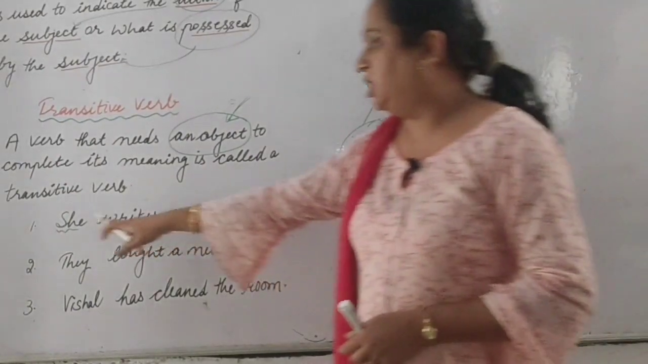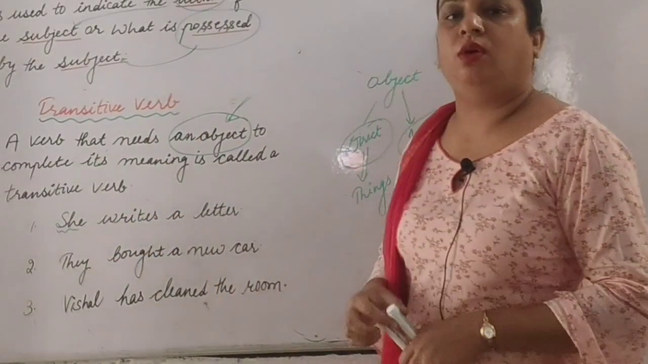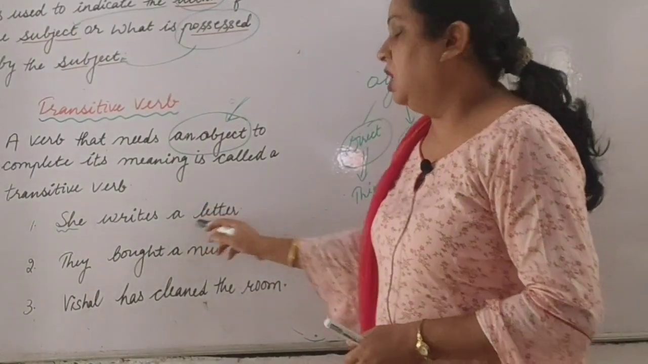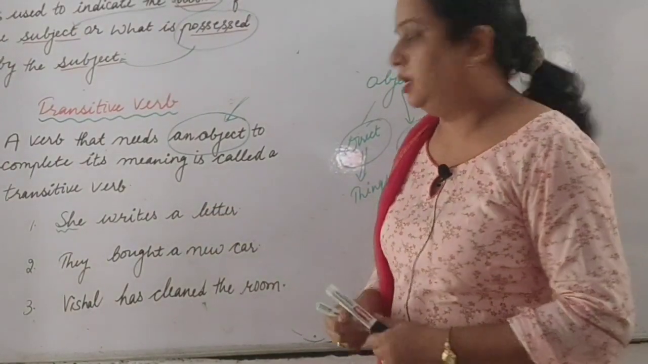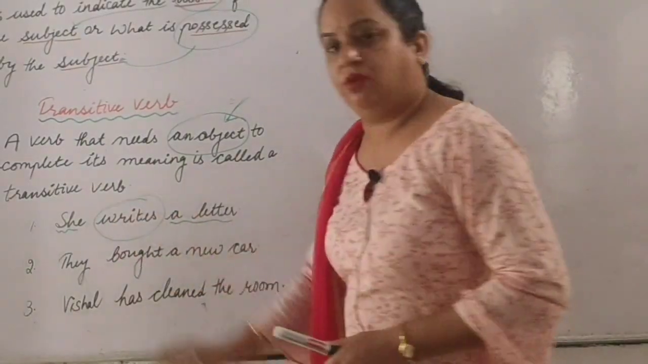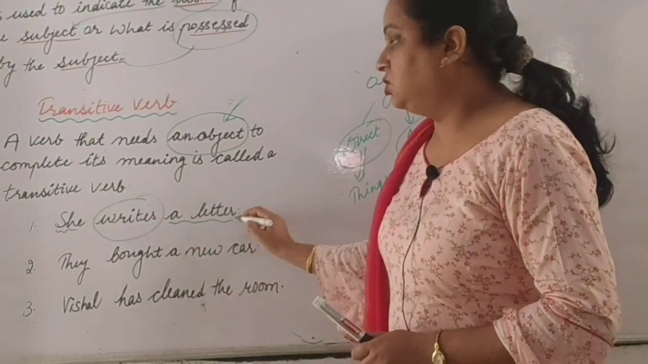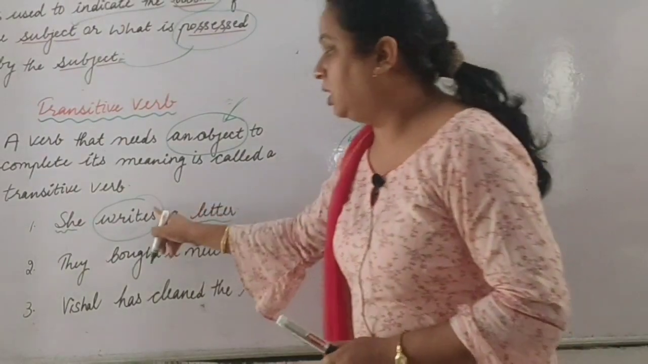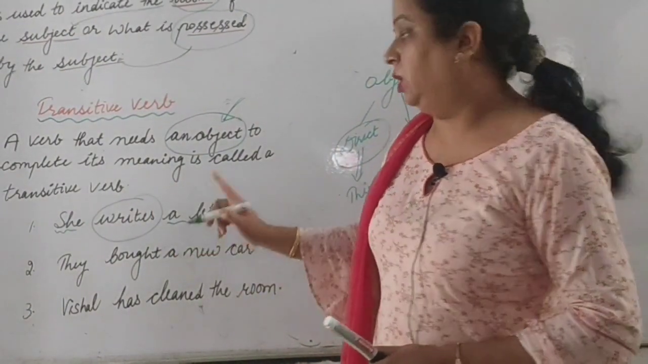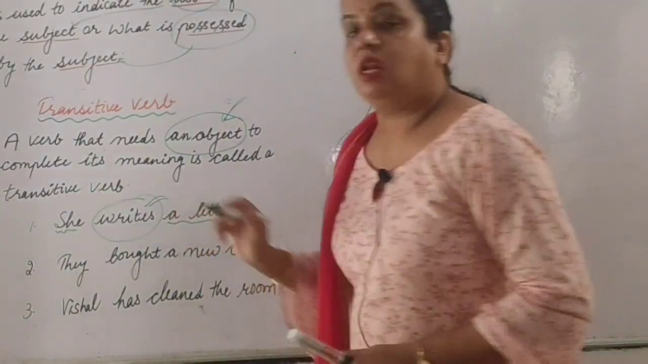Clear? So here she is the subject, writes is the verb. Here a letter is the object, because it is just after the verb. Now this is an object, so this verb becomes a transitive verb. It is not that the object becomes transitive, but the verb becomes a transitive verb.